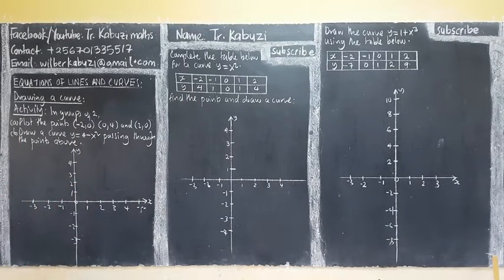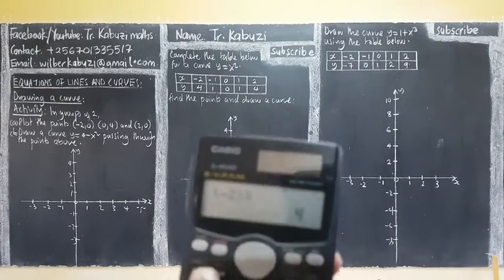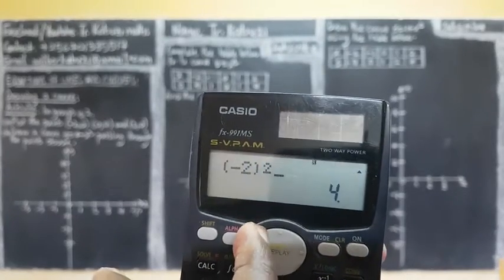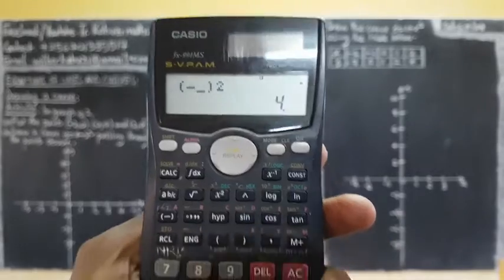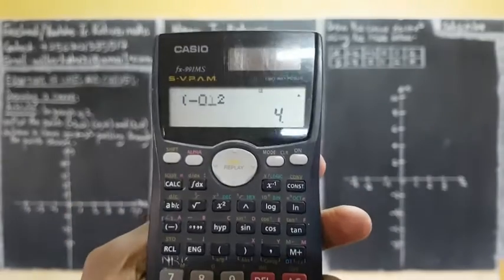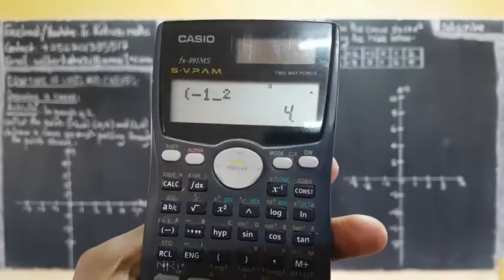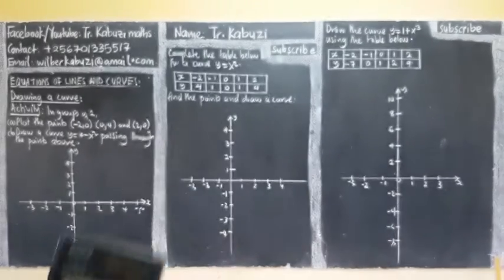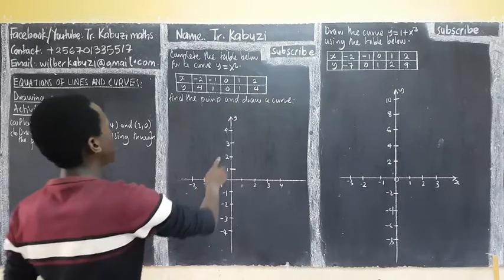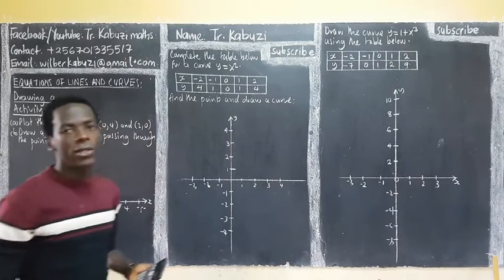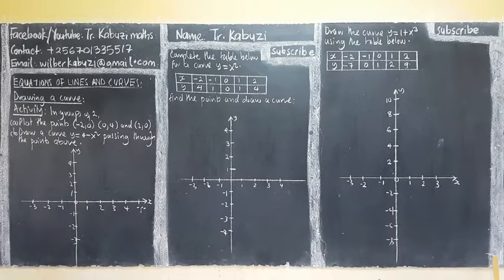That's how we are having this 4 here. For the other one, if you put in -1, you just come here, correct this and put -1. Sorry, this is 1. Then you press equals. I think you see why we are having 1 here. So if they give you others, you put them in one by one.